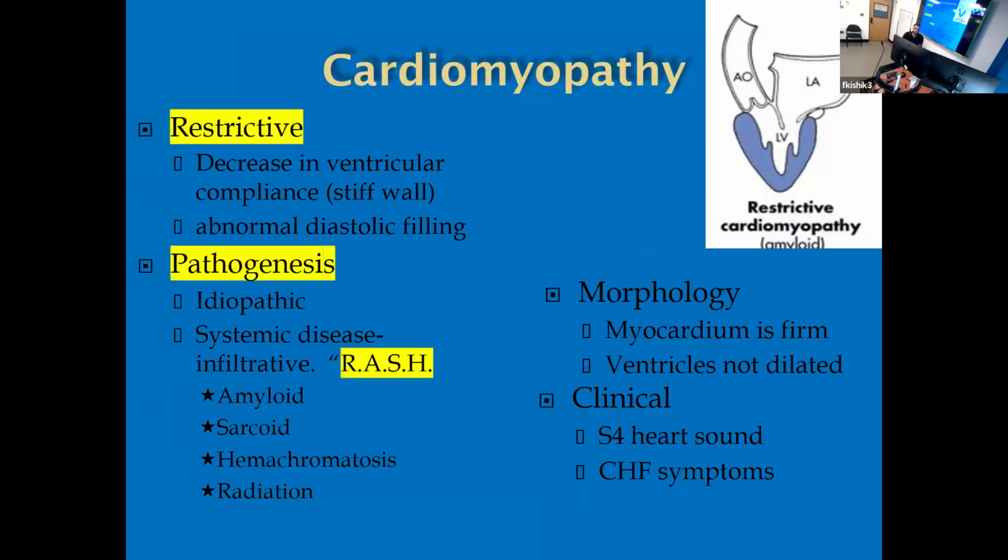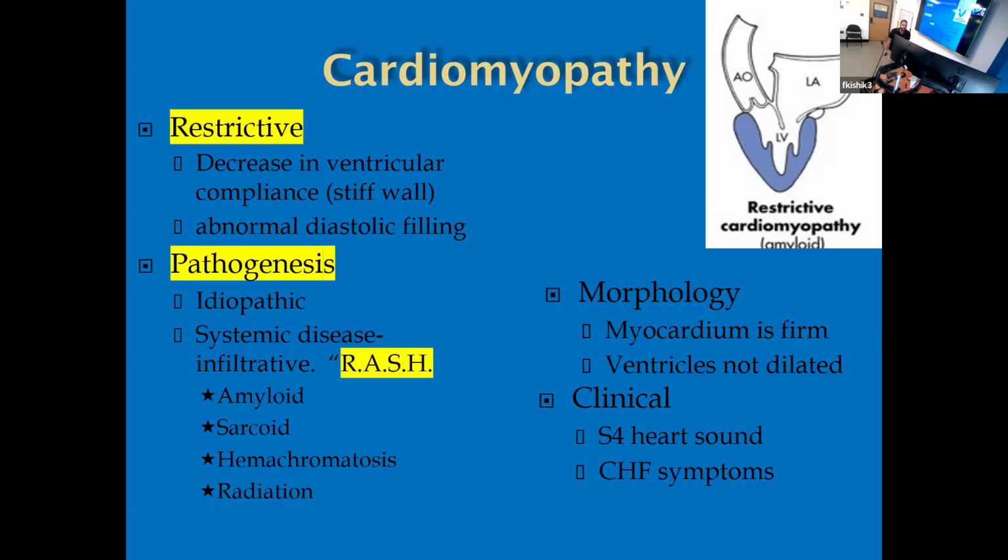Restrictive is going to be decreased ventricular wall compliance, or a stiff wall. Amyloid, sarcoid, hemochromatosis can do this as well, which we're going to talk about during heme. This is a buildup of iron deposits. Radiation can do it. Radiation is toxic to everywhere in the body, so you'll hear radiation pneumonitis, radiation-induced pericarditis and radiation-induced myocarditis. It happens. It's just toxic everywhere.